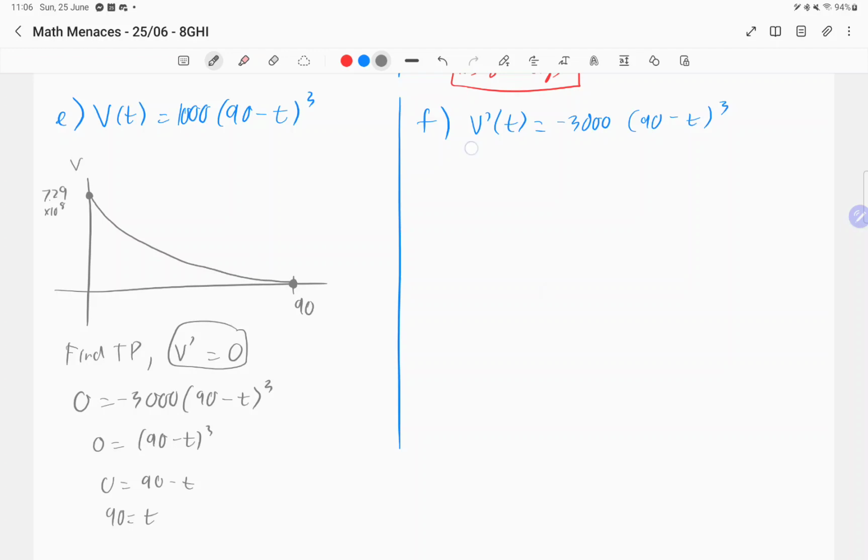Yeah, somewhat. So for V dash t though, oh, this is power 2, sorry. It should be power 2, same thing. If you want to sketch V dash, recognize that this is a quadratic. If you apply the (a minus b) squared rule, then you get 90 squared minus 2 times 90 times t, plus t squared. You see the coefficient of t squared is positive in here, but then you multiply that whole thing by negative 3000, which means this will be an upside down parabola, because the coefficient of t squared is negative.